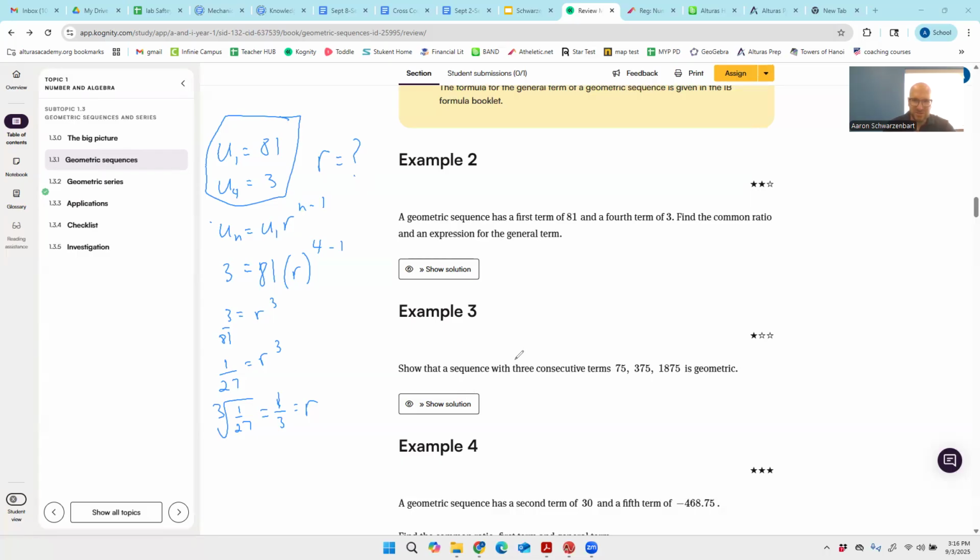Show that the sequence with 3 consecutive terms is geometric. Well, I can test the common ratio. That one's 5. I'll take a calculator and check the other one. Also 5. So the common ratio is 5, so thus it is geometric. That's example 3.